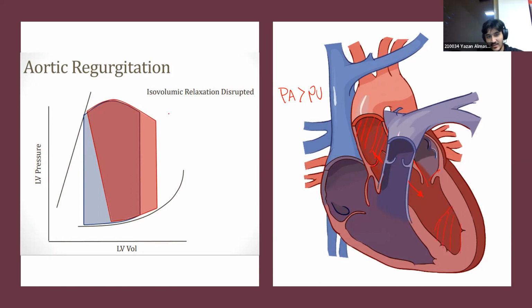Here, instead of having isovolumic relaxation where there's no blood going into the ventricle, we're going to have disruption of it. So we're going to have blood leaking into the ventricle. This is why the curve looks this way, because normally while the ventricle relaxes, there's no blood moving in. However, here the blood is leaking and leaking, and we have an increase in the volume. The same concept we had in mitral regurgitation, except instead of isovolumic contraction, we have isovolumic relaxation. Does that make sense?